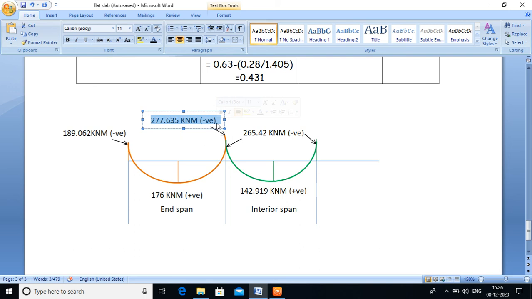Okay, so this is the analysis of the flat slab. Hope you get the idea of how to calculate the moment by direct design method. If you have any doubts, you are free to ask me. Okay, I am going to share this PDF file on Google Classroom. Thank you.